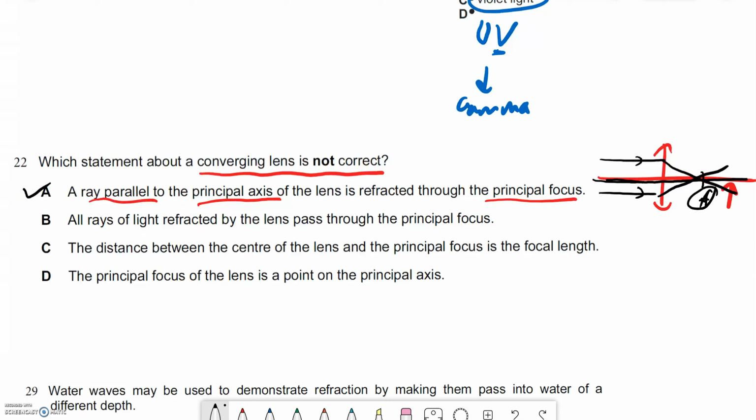So that is correct. All rays of light refracted by a lens pass through the principal focus. Well, that's not true. If I send a ray in like that, the classic example going through the middle of the lens, that doesn't go through the principal focus. So that is not correct. So we know the answer is B.